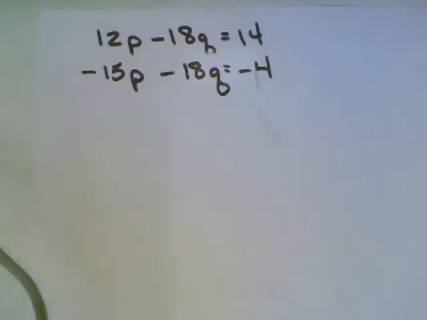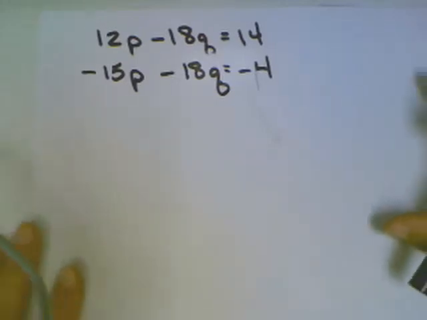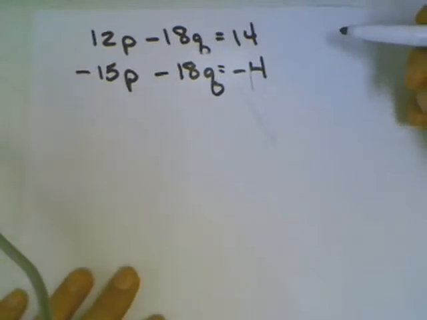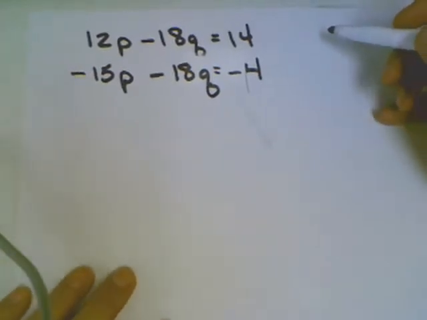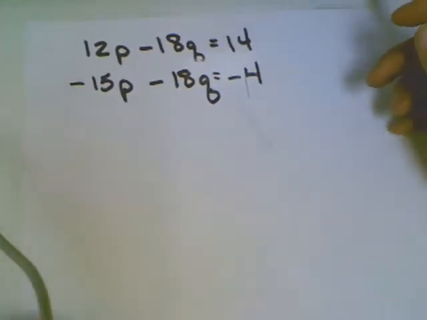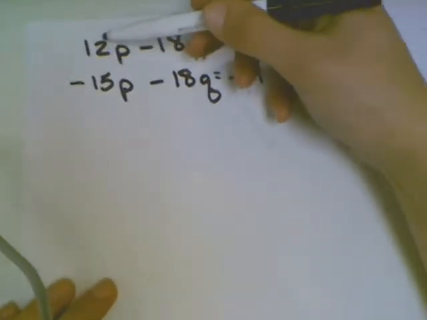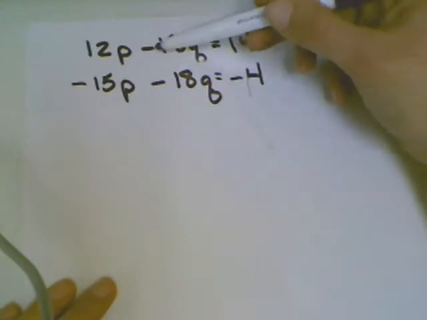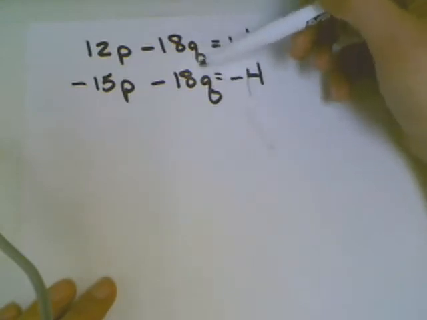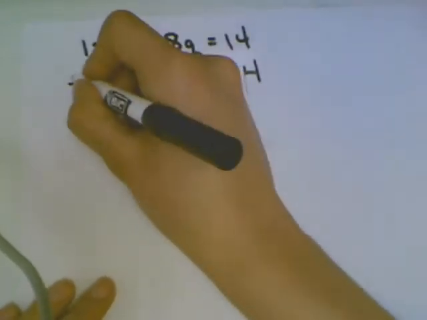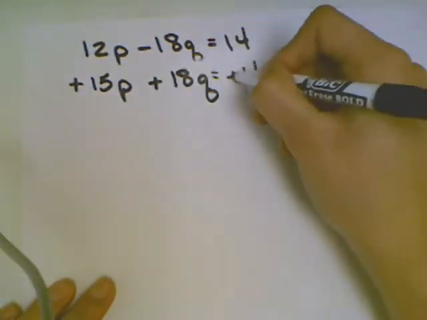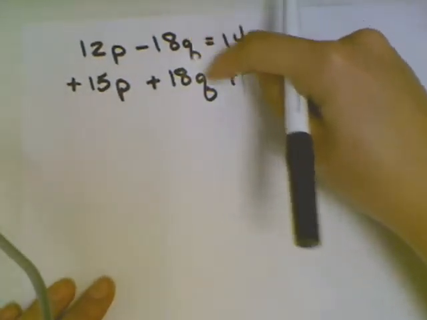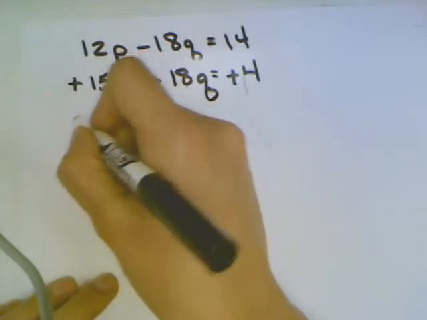The first thing I look for when I have a system of equations that I want to solve with addition is that one of the variables has the same coefficient. So p has a 12 and a -15. That's not going to work for the addition rule. But -18 and -18 for q will if I multiply the second equation through by a negative.